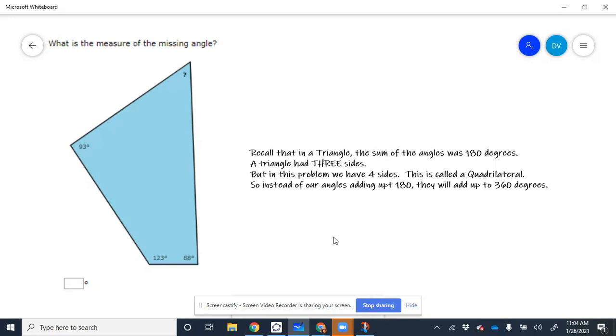I hope I spelled that right. Quad as in four. And our angles don't add up to 180, but 360 when we have four sides. We're going to do something similar to what we did yesterday. We're going to write an equation and we're going to solve it.